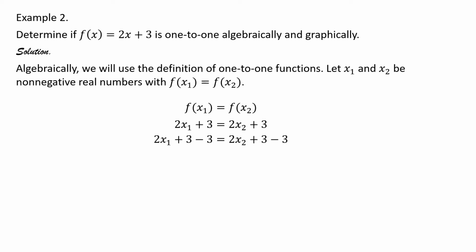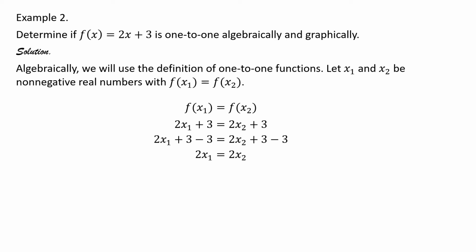Then we equate this function. So we have now 2x sub 1 plus 3 equals 2x sub 2 plus 3. So, paano tani ma-remove si positive 3? That is by subtracting both sides of the equation by 3, or that is subtraction property of equality. So, ang nabili na lang is 2x sub 1 equals 2x sub 2.